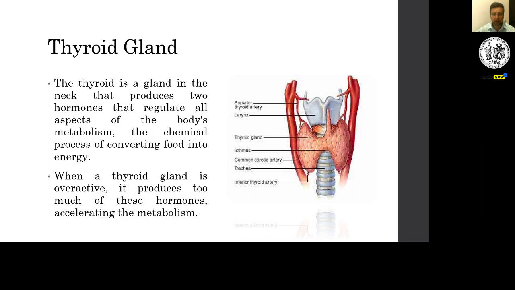The thyroid gland is a gland in the neck that produces two hormones that regulate all aspects of the body's metabolism, the chemical process of converting food into energy. When a thyroid gland is overactive, it produces too much of those hormones, accelerating the metabolism.